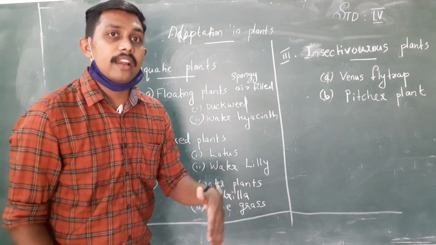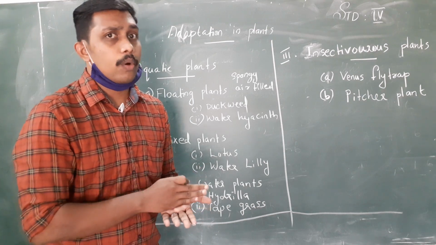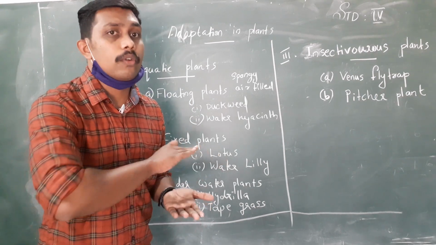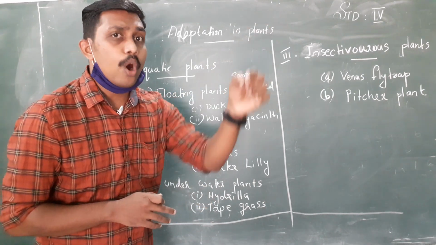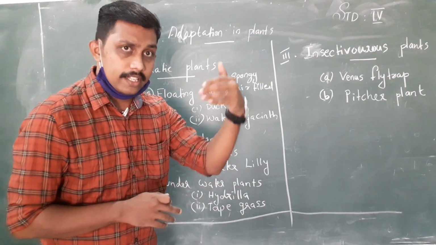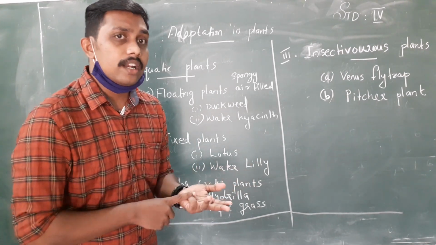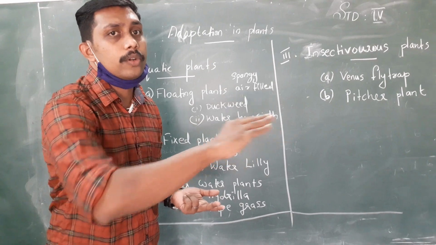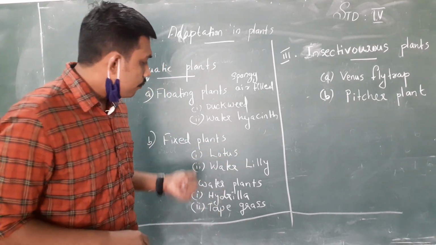Their leaves are broad and flat, and they also float on the surface of the water. Their stem is hollow, which also helps them float on the surface of the water. The flower and leaf float on the surface of the water. These are the features of fixed plants.